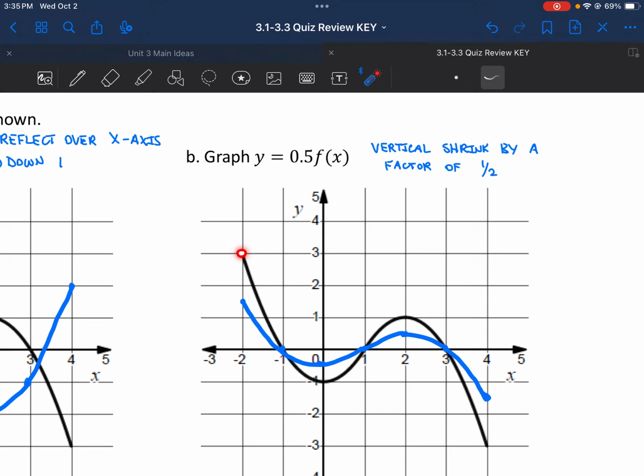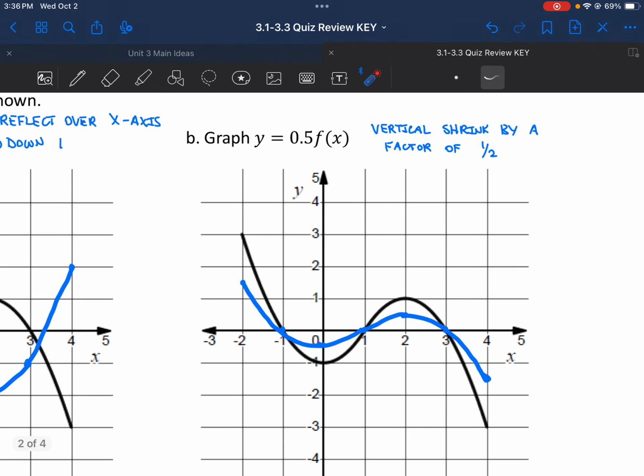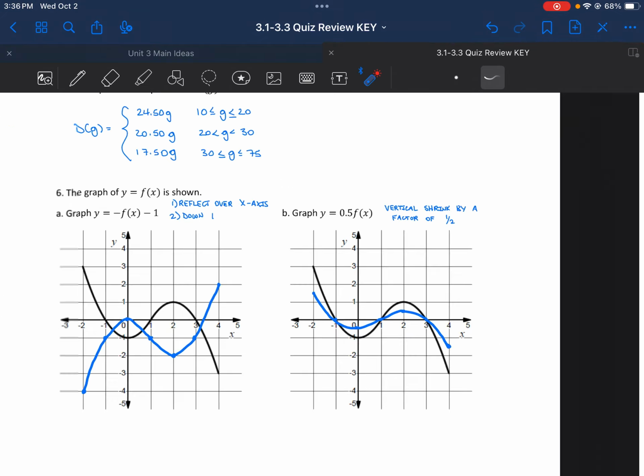So here, this point has a y value of 3. If you do 3 times 1/2, you get 1.5. So the new y value, when x is -2, is going to be 1.5. Here, at -1, we have a y value of 0. 0 times 1/2, still 0. Right here, we have a y value of -1. -1 times 1/2 is -1/2. So our new y value is at -1/2. And you continue that until you go through the whole graph.